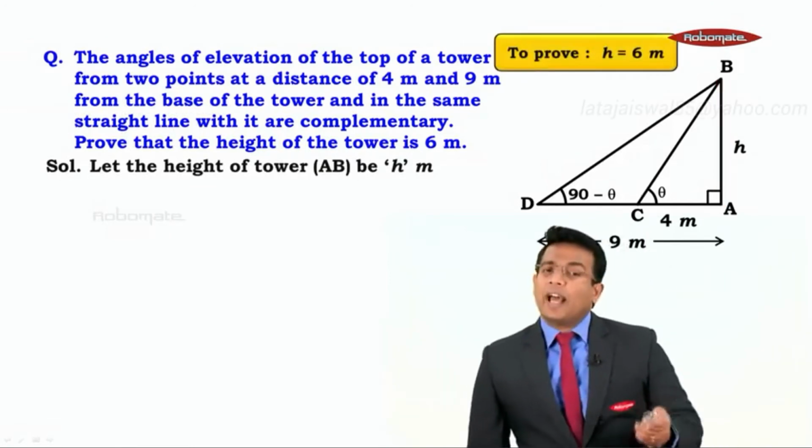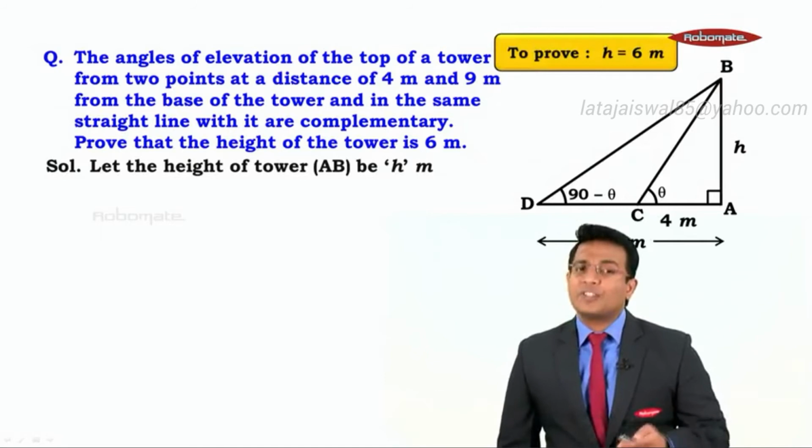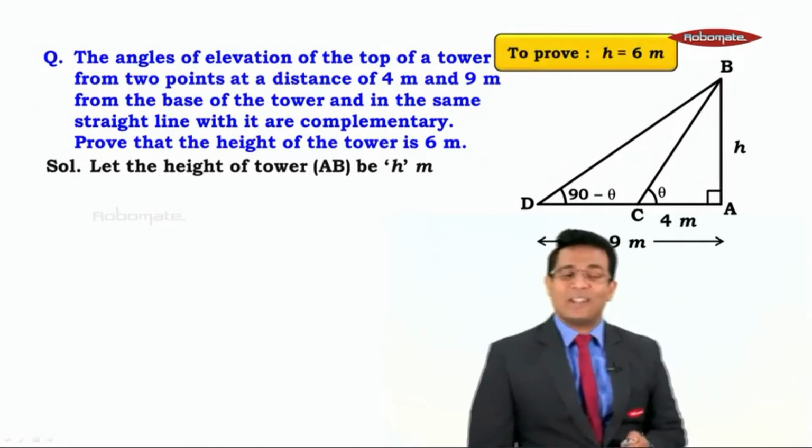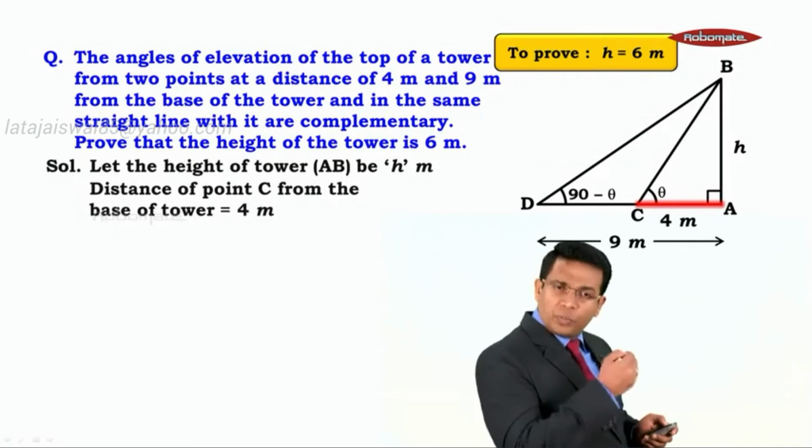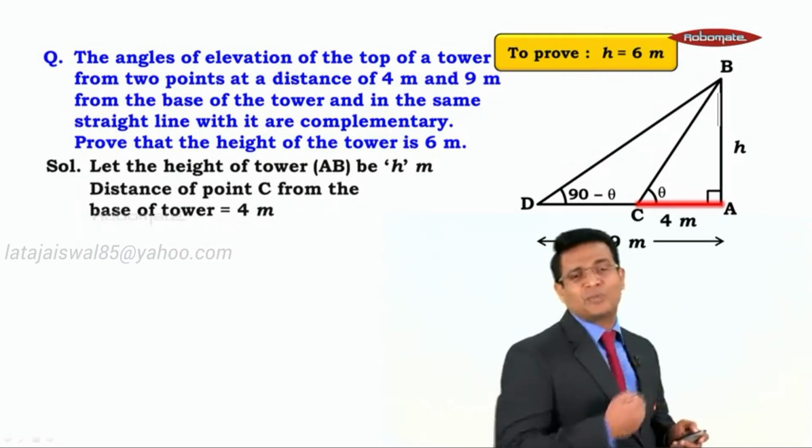Now we need to prove that height is 6. We need to prove H is equal to 6 meter. That's the important thing here. Okay, what is AC? Now AC is nothing but the distance of the first point C from the base of the tower, which is 4 meter.